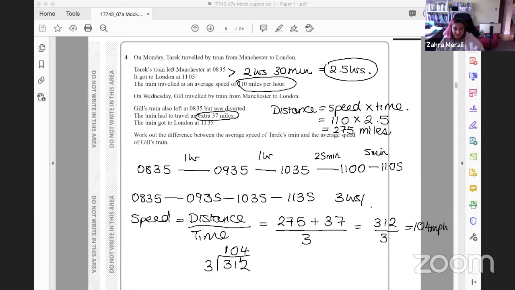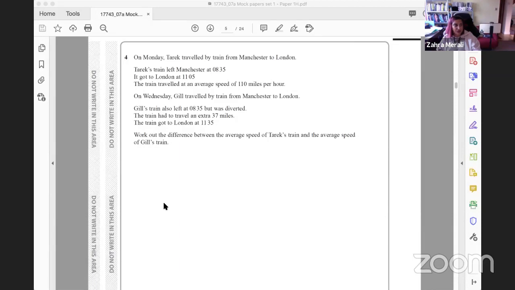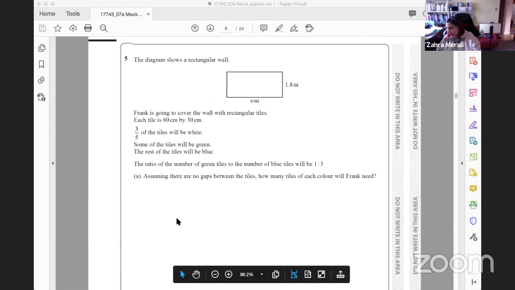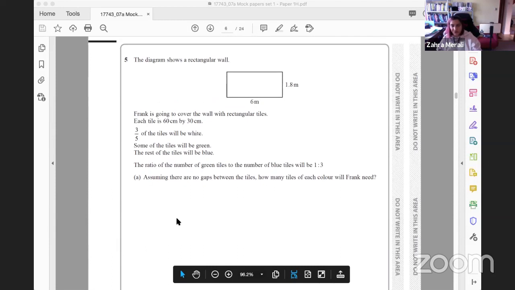We're still not finished. We want to find the difference. So we want the difference between 110 and 104, which is 6 miles per hour. So that's a lot of work for your 4 marks. So as you get to the higher paper, it just all gets a little bit trickier. All right. So question 5.